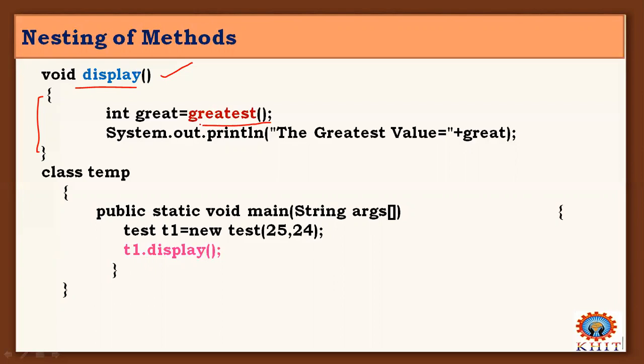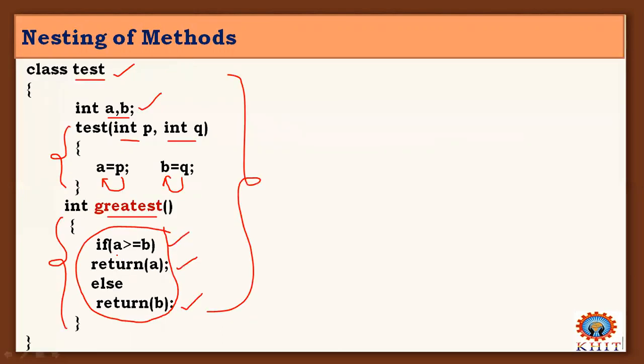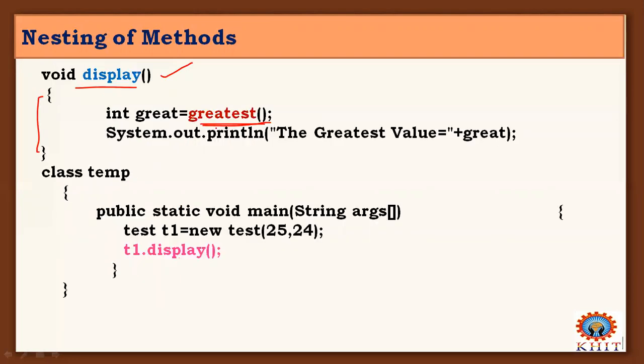Whatever call is made to greatest, it returns one value, and we know that it checks the two instance variables A and B of the test class. When A is greater than or equal to B, it returns A, otherwise it returns B. Something is returned when we call this greatest method. To hold that return value, this display method defines one variable called great, and it simply displays on the screen the greatest value among A and B of the test class.